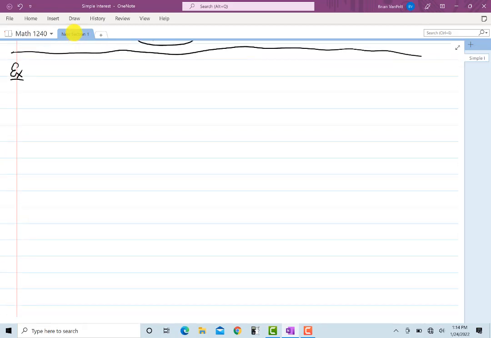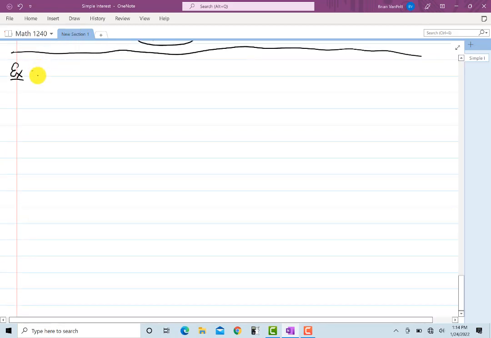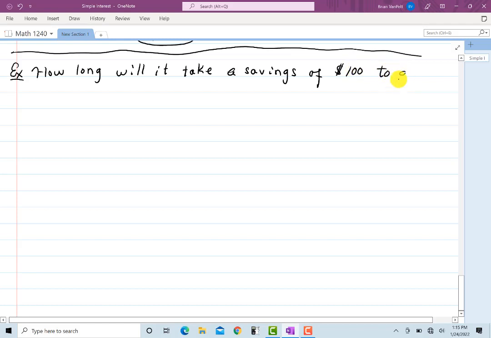Now a couple of other types of questions. How long will it take a savings of $100 to grow to $100,000 at an APR of 2.1%?